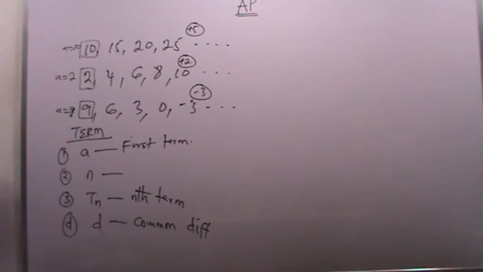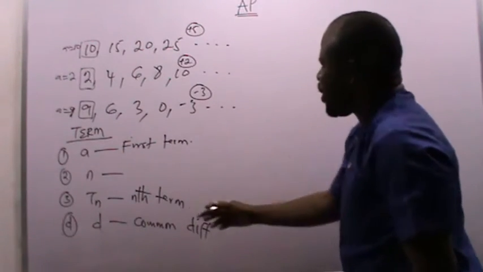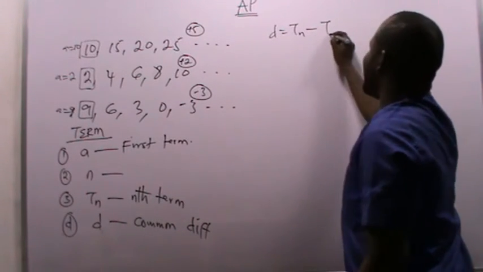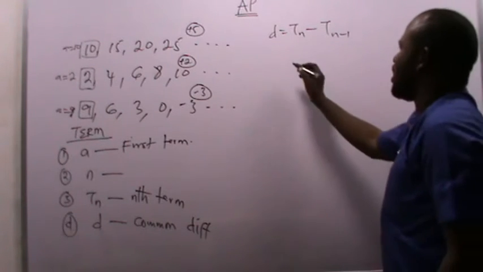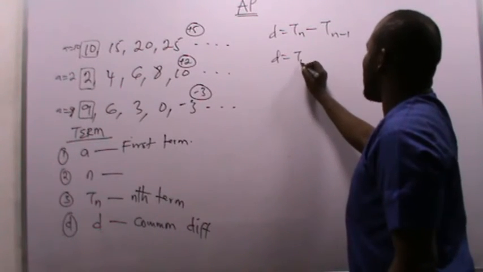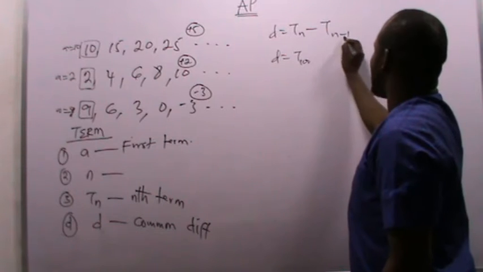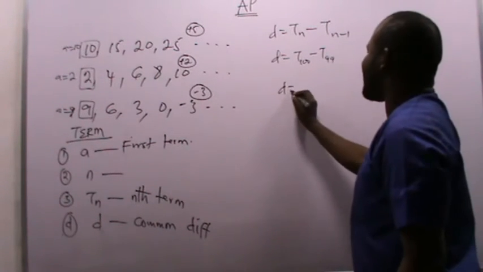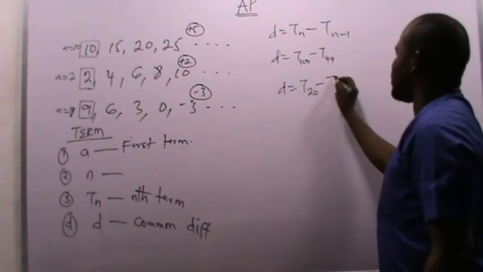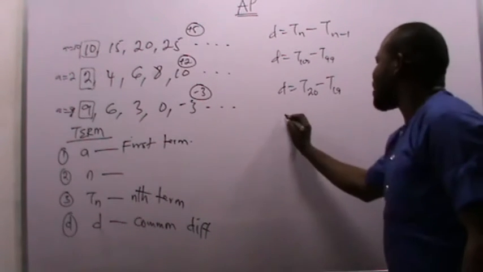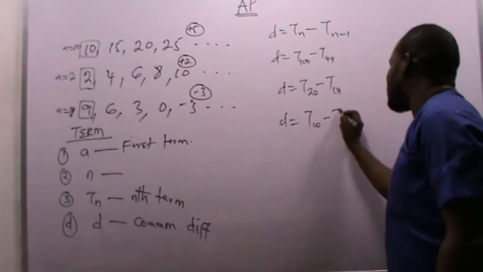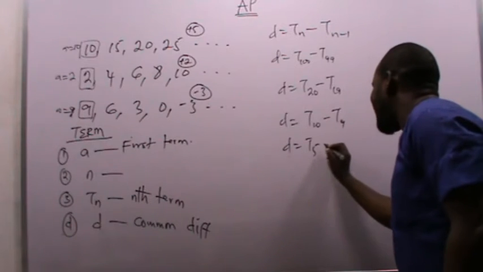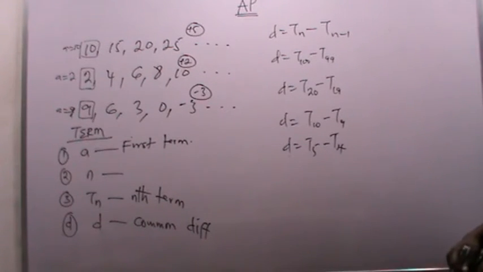Common difference. Now, I can give you a formula by which you can get the common difference. You can say common difference is Tn minus T(n minus 1). What does that mean? If you say common difference is T100, then 100 minus 1 will be what? 99. Meaning you subtract it from T99. If you say T20, you subtract it from T19. If you say T10, you subtract it from T9. If you say T5, you subtract it from T4. That is what we call common difference.